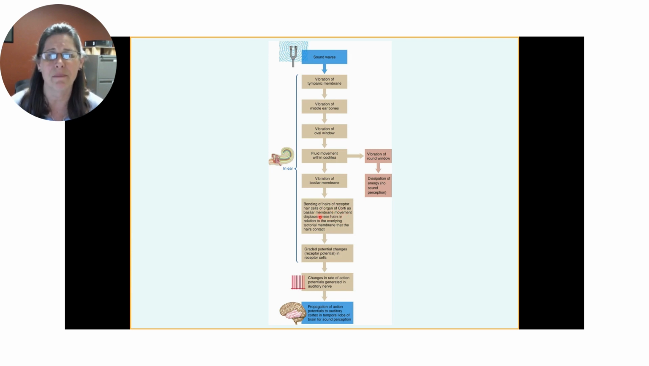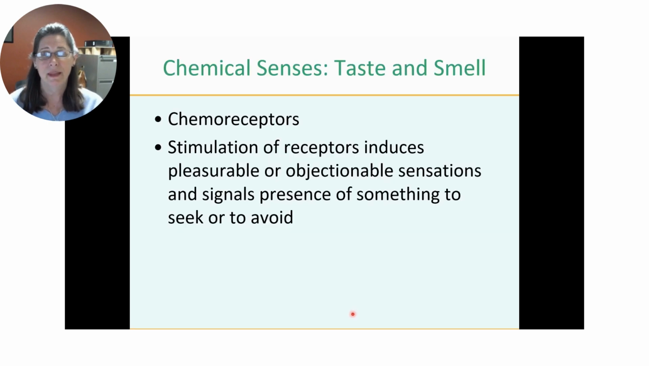You know that those are mechanoreceptors. That causes the graded potential, or the receptor potential, which changes the rate of the action potential of the auditory nerve. And the auditory nerve goes to the auditory cortex of the temporal lobe. And that's hearing. Let's go into chemoreceptors.